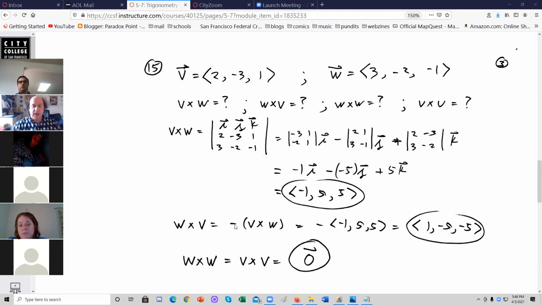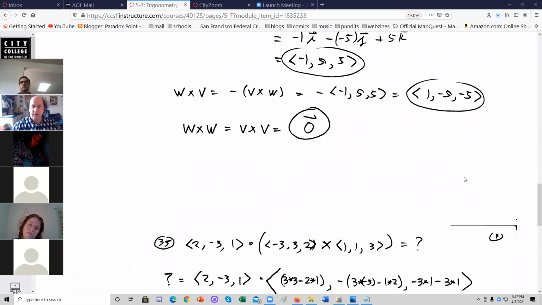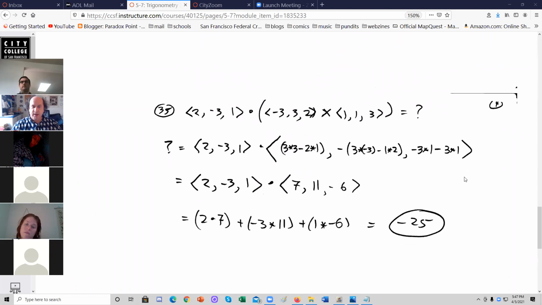W cross V is the opposite of V cross W. So it'll be the opposite of negative 1, 5, 5, or 1, negative 5, negative 5. Now here we have a fancy thing, a dot product with a cross product, which turns out to be equal to the volume of the parallelepiped that the three vectors span. We'll get to that later.